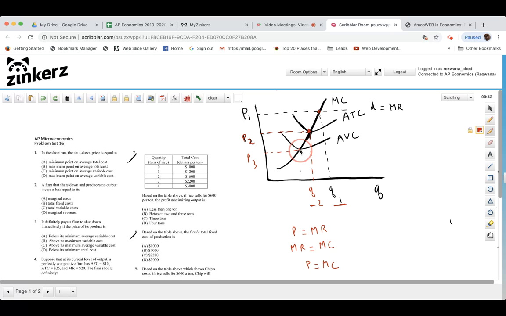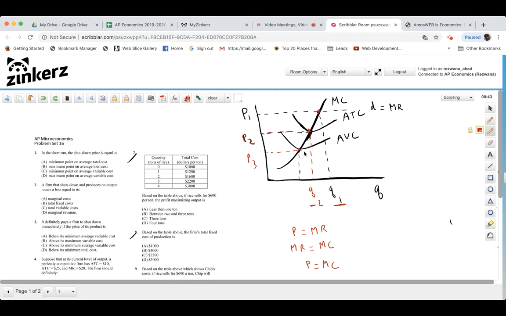What did we call this point? The shutdown, like you can shut down or stay and produce. Right. So if you are exactly at this point, it's up to you, because even if you produce at this point, your total revenue is equal to your total variable cost. And therefore, you only owe all of your fixed costs. And if you shut down, you still are going to owe all of your fixed costs. It's the same. So it's up to you.